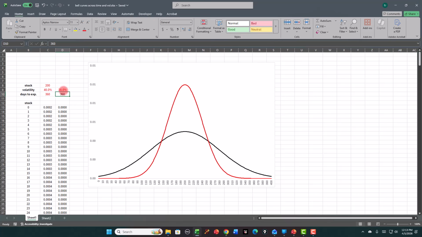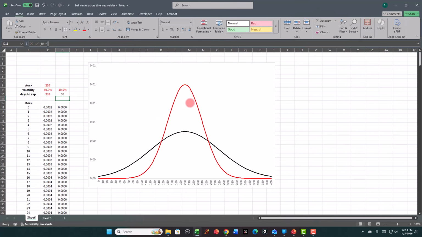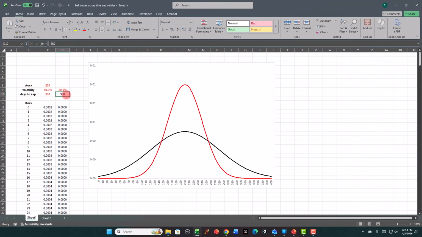So here's the final point to take. If we go back to 40%, you all know the square root pricing rule that we've talked about. If I make time 1/4 the amount, the curve should move in by half. So let's make this 90, 1/4 of 360, and the red curve is now half of the black. But watch what happens if we go back to 360 and I knock volatility in half. Not 1/4, but in half. And we get exactly the same curve.